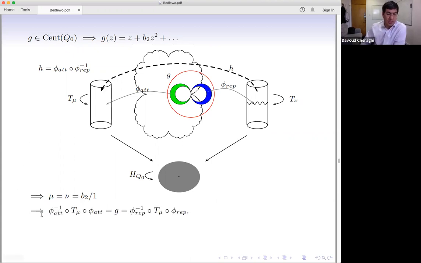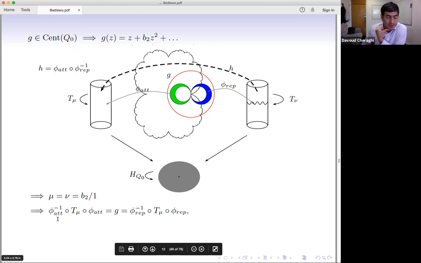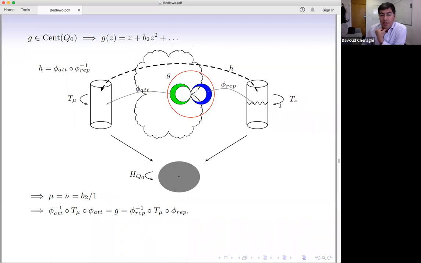So once you have the same rotations, this implies that I can rewrite G as phi sub attracting, T sub mu, and then phi attracting inverse. So that is G from one hand side. And the G on the other side is also phi repelling, T sub mu, and then phi repelling inverse. Of course, one of these descriptions lies on the left-hand side and this one lies on the right-hand side. So G on the right-hand side is this form and G on the left-hand side is this form.